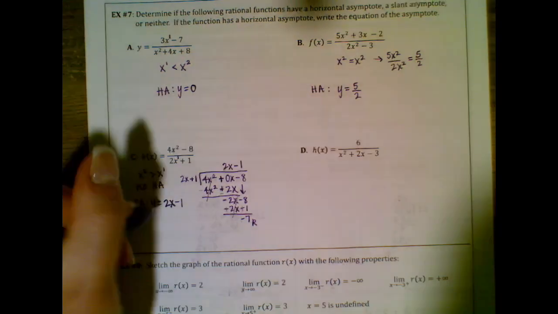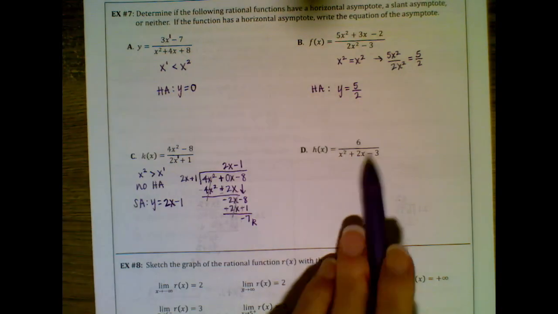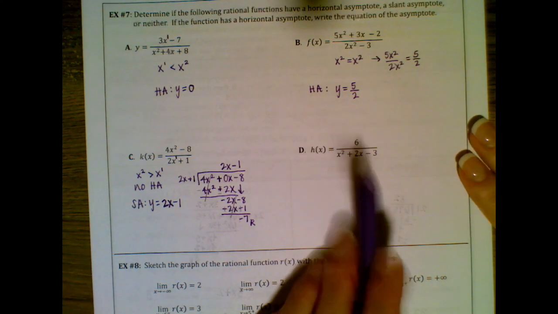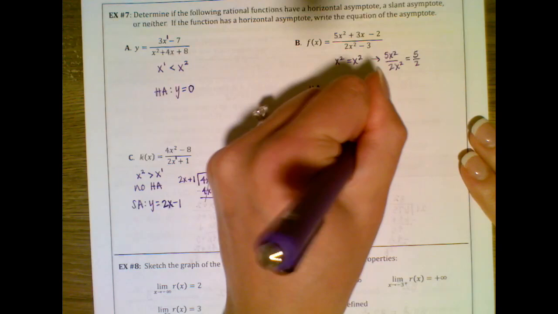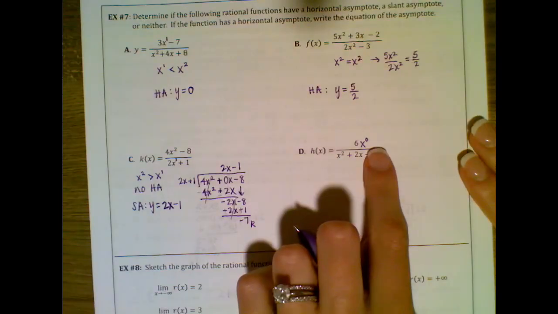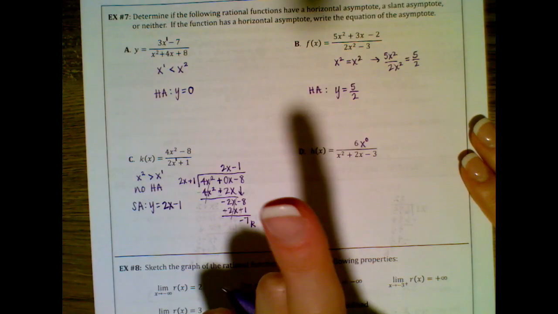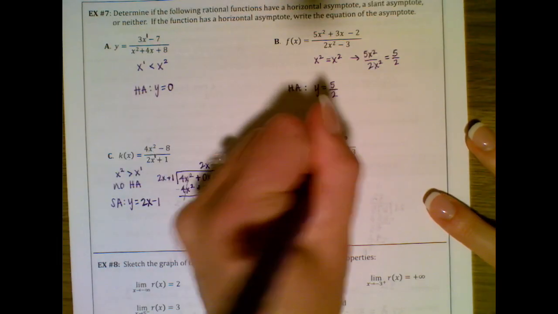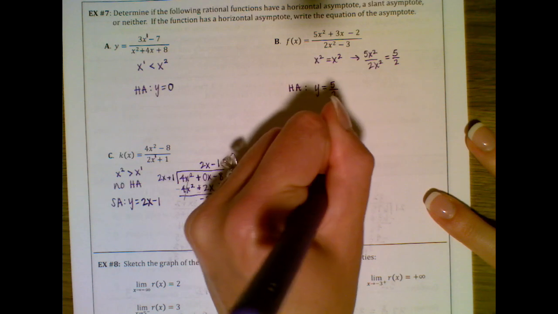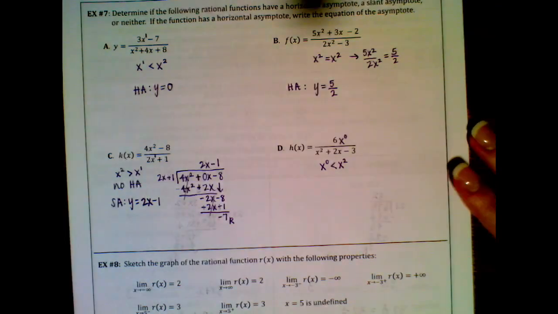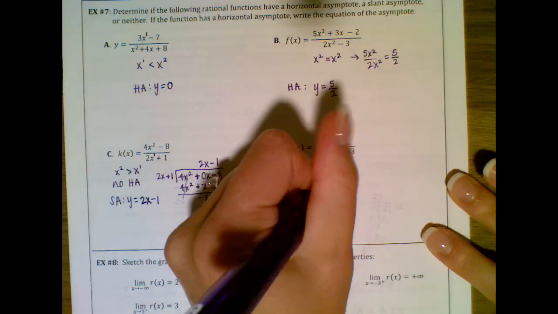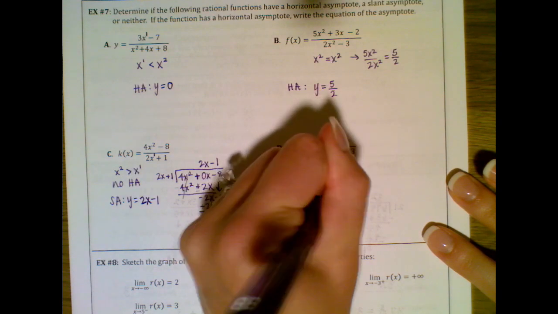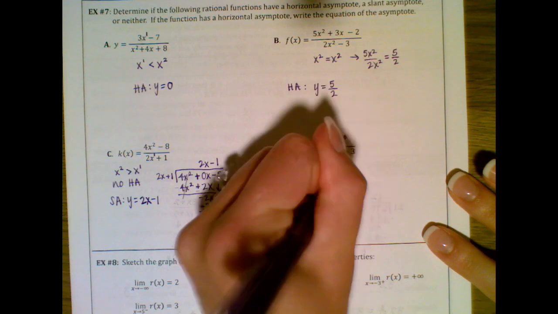All right, and then letter D. Notice that there is no x term in this numerator. So that means that we have x to the 0 because anything to the 0 power always equals 1. Okay? So I'm comparing x to the 0 and x squared. X to the 0 is obviously less than x squared. So I have a horizontal asymptote at y equals 0.